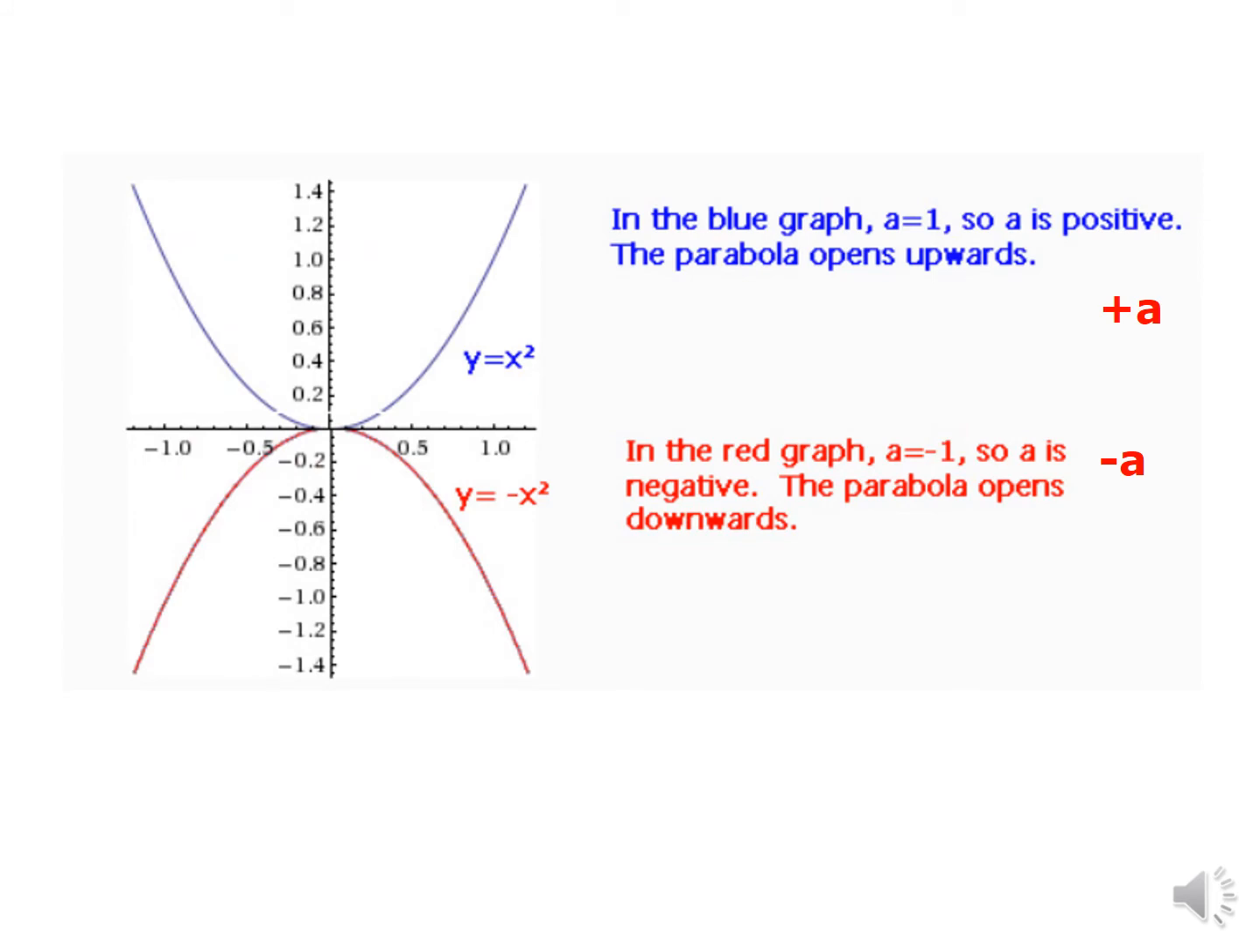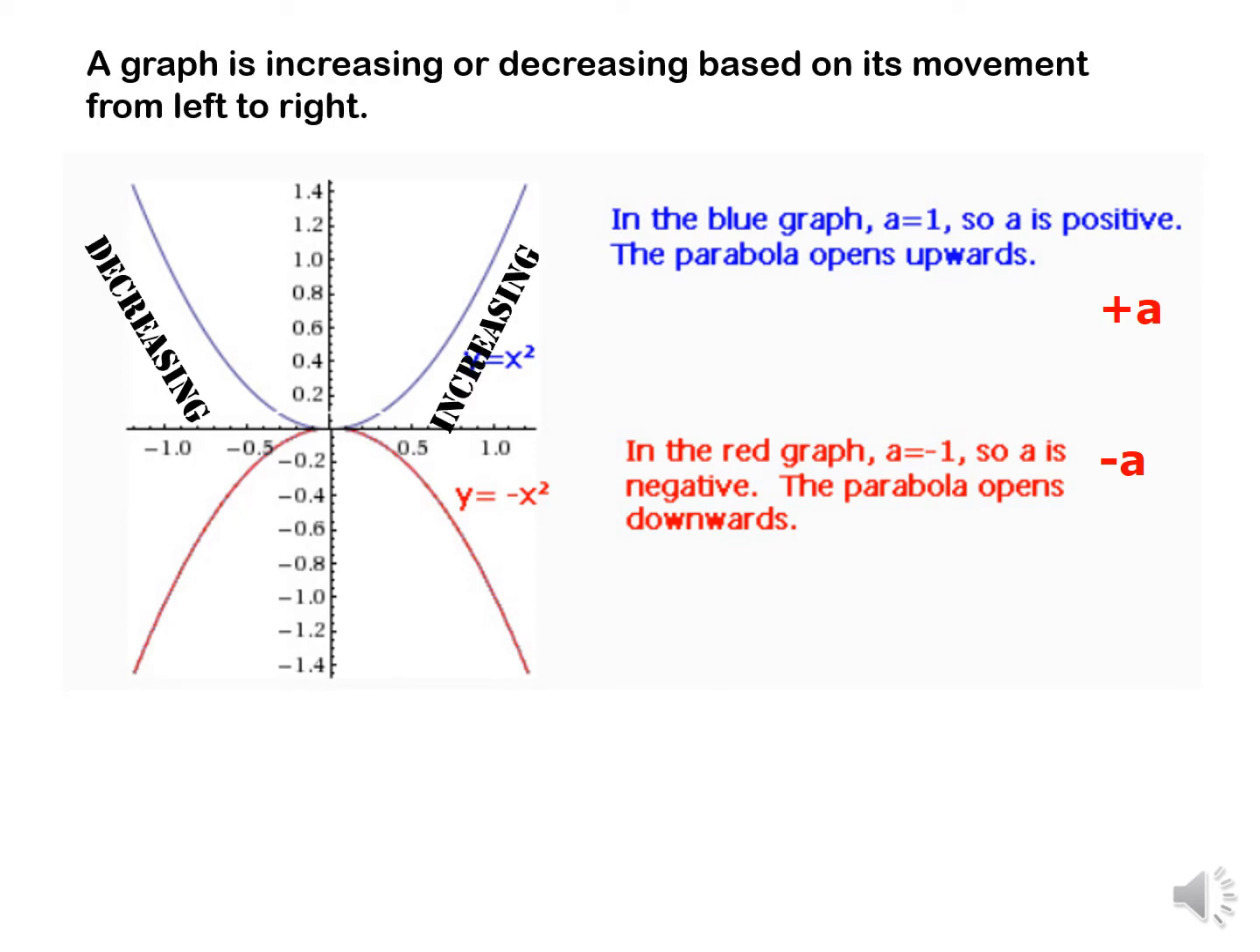Okay, so in the blue graph, a is positive, so the parabola opens upward. In the red graph, a is negative, so a is -1, and the parabola opens downward. The graph is increasing or decreasing based on its movement from left to right. So we can see this is decreasing, this is increasing, this is increasing, this is decreasing. So it's really important that you understand that.